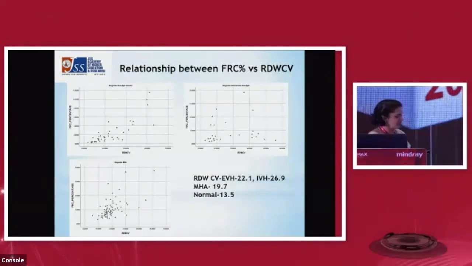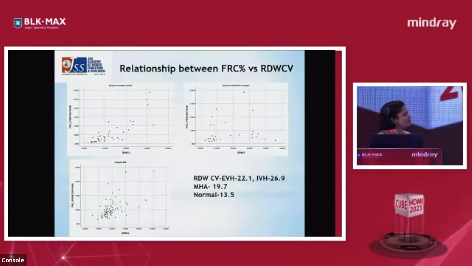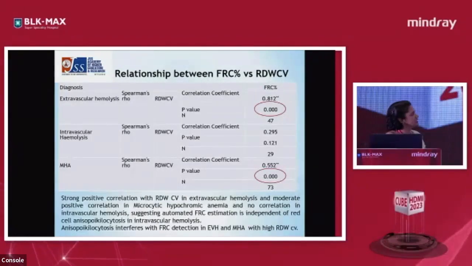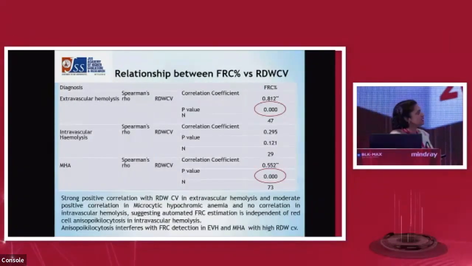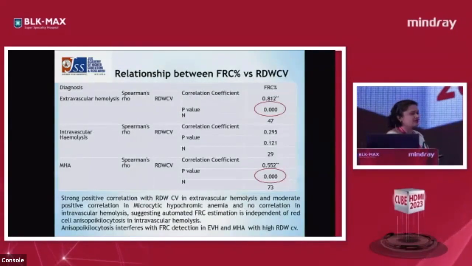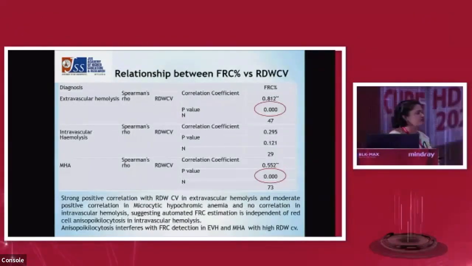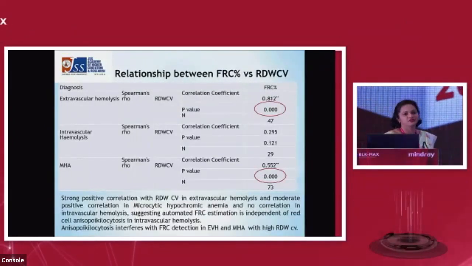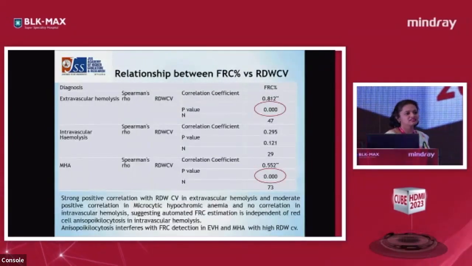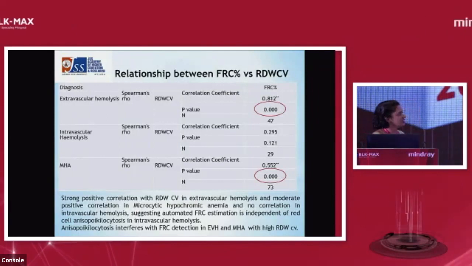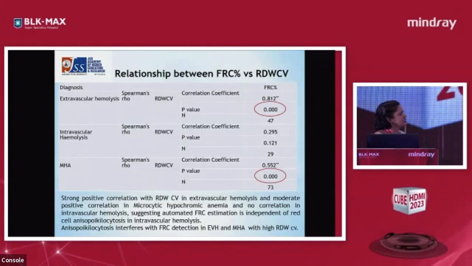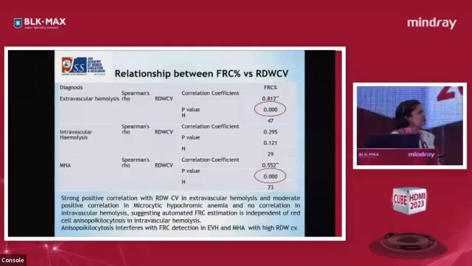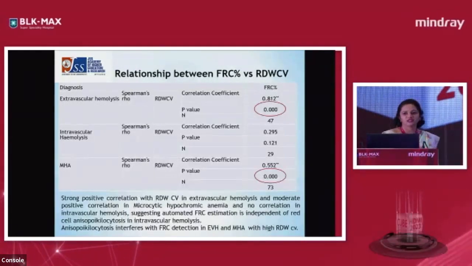So these are the correlation coefficient dot plots, and this is the interpretation, where we can see the p-value is significant for the group of extravascular hemolysis and the group of microcytic hypochromic anemia, and it is not significant for the intravascular group. So what does this suggest? This just suggests that there is no correlation between FRC percentage and RDW-CV in the case of intravascular hemolysis.